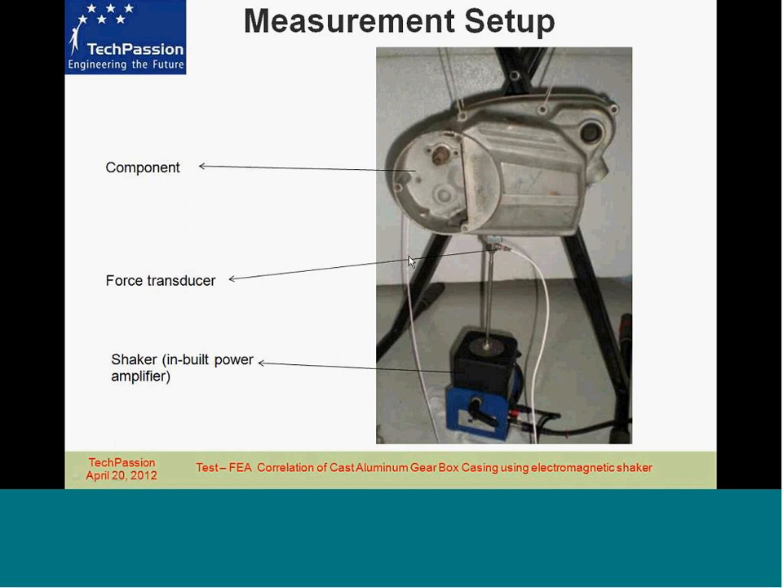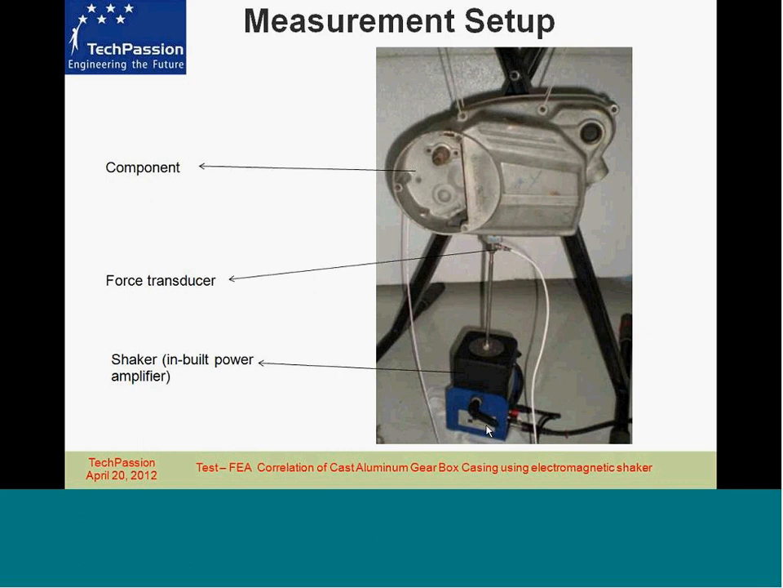The measurement setup consists of a component. There is an electromagnetic shaker, there is a stinger, and there is a force transducer which measures the force that you are putting on the component. What is not visible in this, you see the cable, and there is an accelerometer mounted on the rear of the component, and all these cables are going to a data acquisition card which is connected to the computer.